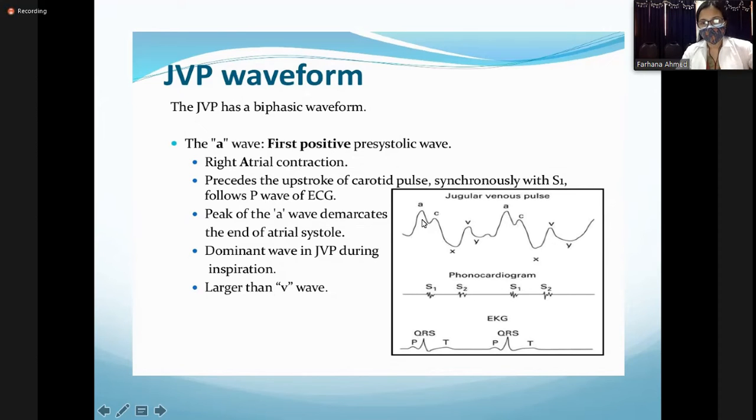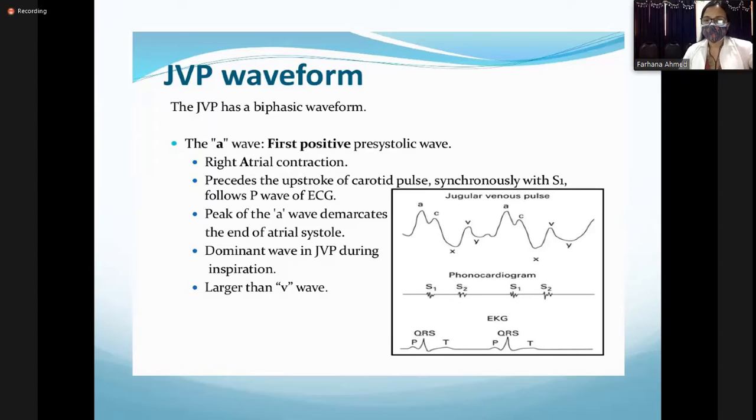Now, after atrial relaxation, when the mitral valve or tricuspid valve closed, what happened? There is isovolumetric contraction. And during isovolumetric contraction, what happened? The tricuspid valve bulged towards the atrium, and then the atrial pressure transiently rises. And this is the C wave: transient rise of atrial pressure during isovolumetric contraction. And then what happened? The ventricle goes to true contraction.